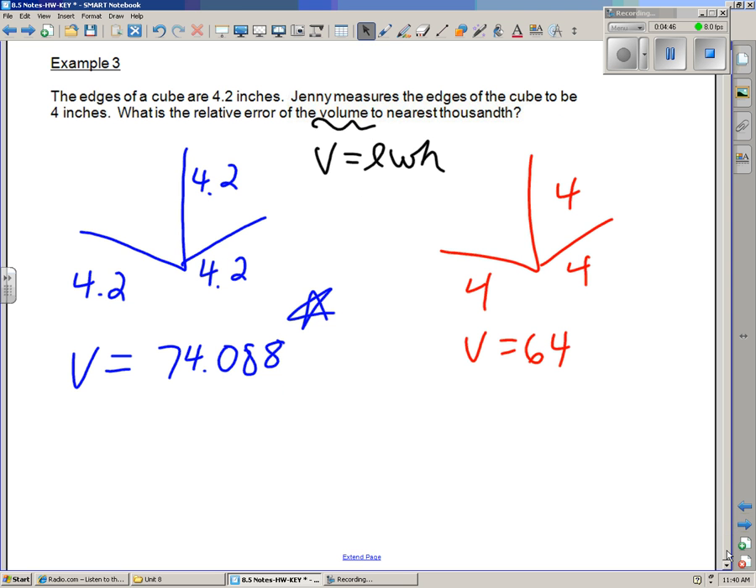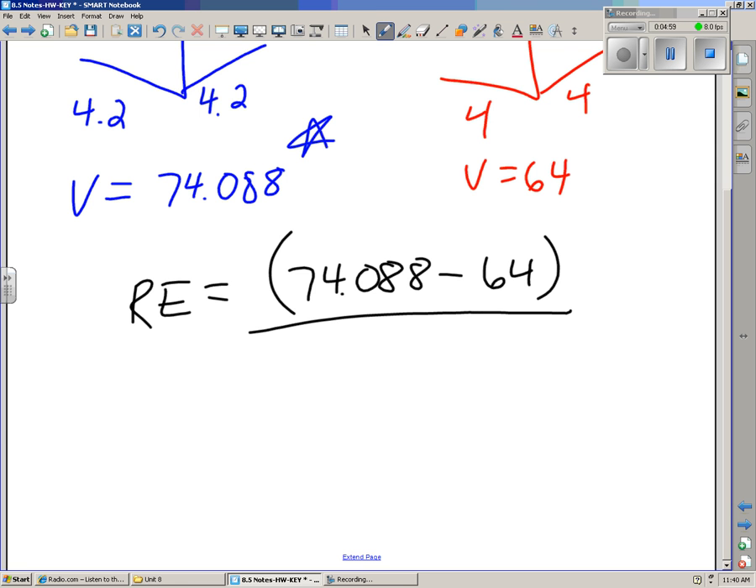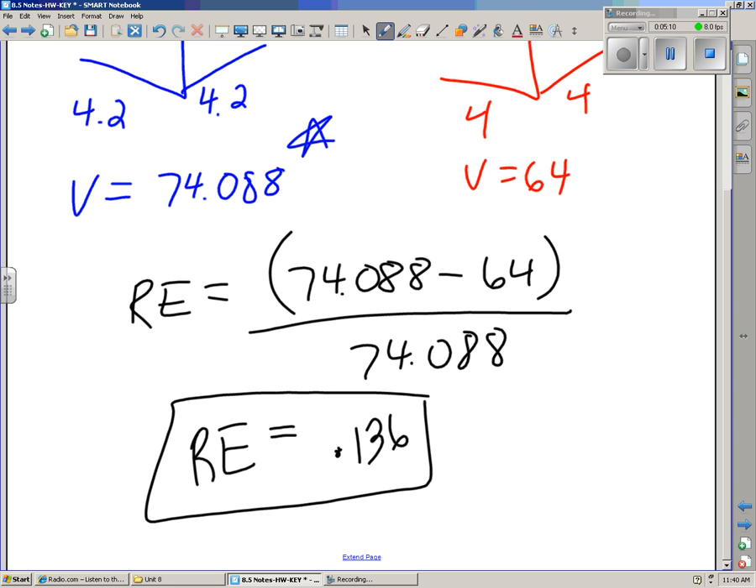So now when I do big minus small divided by actual, I'm going to say my relative error, not color coding it this time, would be 74.088 minus 64, in parentheses, divided by the actual. And then the relative error to the nearest thousandth comes out to be 0.136. Okay, so that's it.